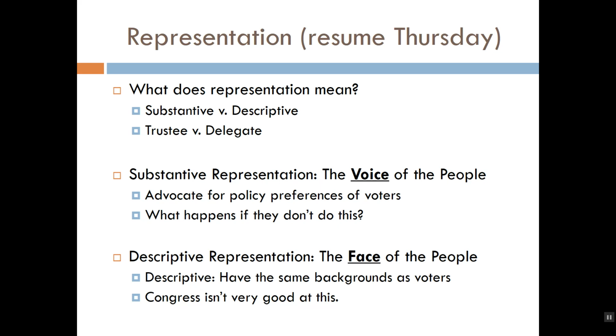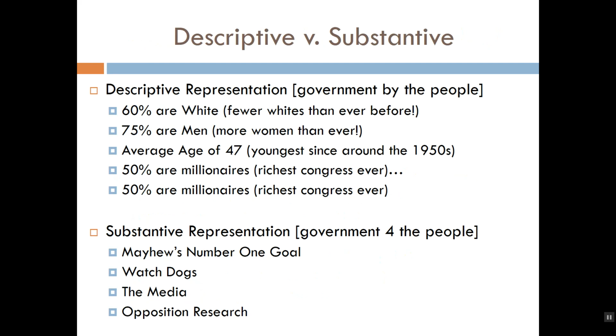We're generally willing to vote for people who don't have the same skin color or gender as ourselves as long as they give us substantive representation. But if they aren't passing policies from which we benefit, and if they aren't passing policies that we like and support, then we won't support them. Consequently, remember David Mayhew's number one goal. All elected officials want to get reelected. So they're going to provide substantive representation because they recognize that if they don't, they're going to get kicked out of office.